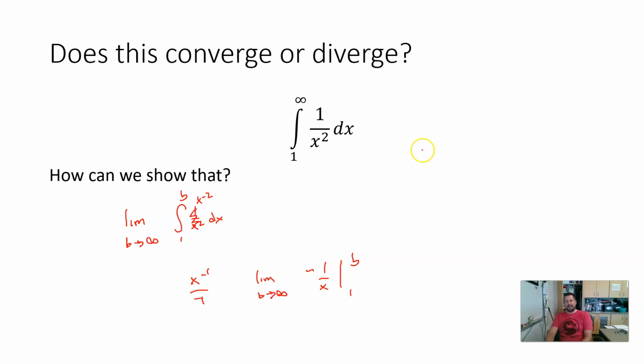So I take the b and I plug it in, so I go negative 1 over b minus negative 1 over 1, because I plug in the 1 as well. Now, this is the limit as b approaches infinity.